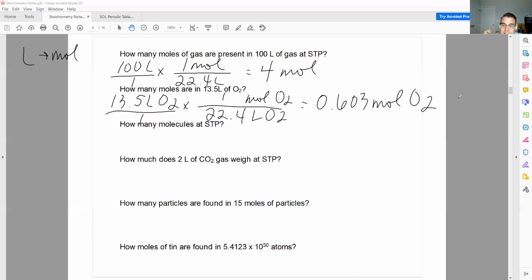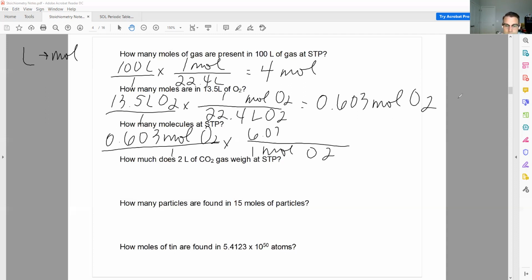How many molecules is that? Well, I'll start with the moles that I calculated from above. I know Avogadro's number, 1 mole of oxygen, 6.02 times 10 to the 23rd molecules of oxygen. That gives me 3.63 times 10 to the 23rd molecules of O2.